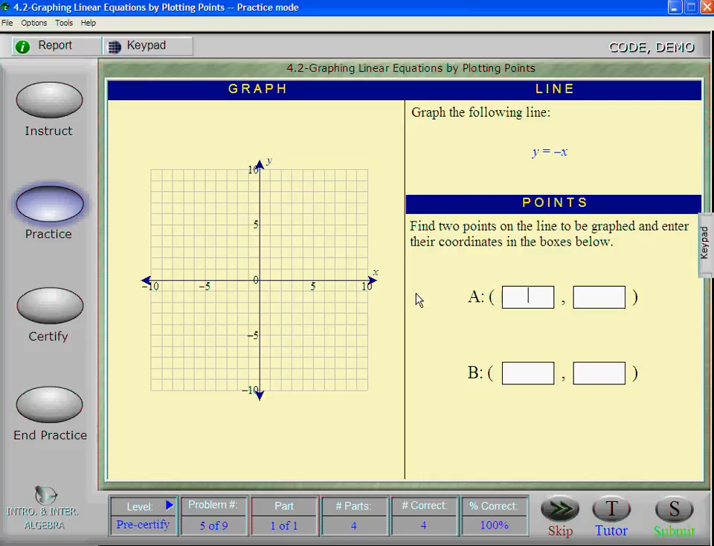Okay, we'll come back to this one in a moment.